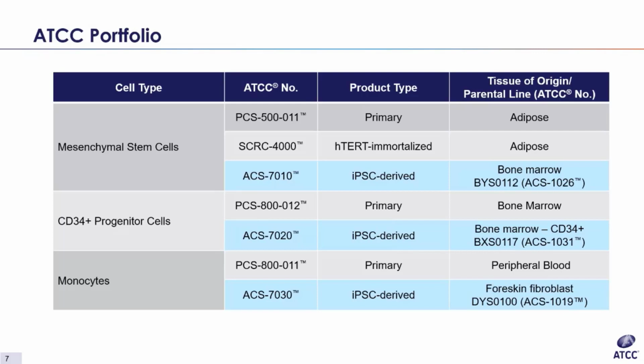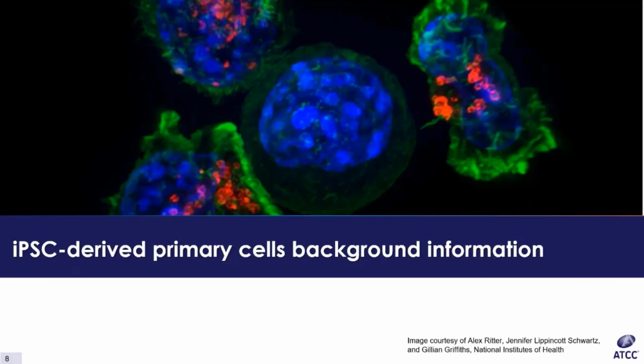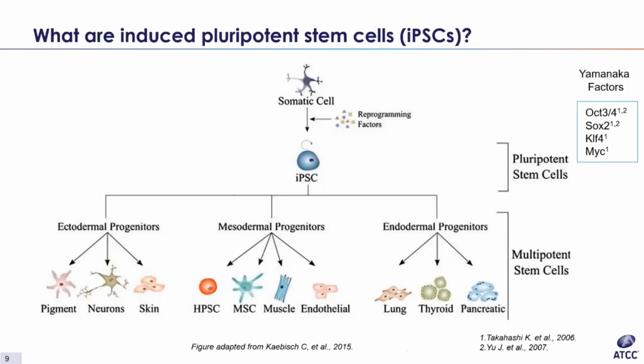iPSCs are another solution. As I mentioned, they're also derived from a single donor, but either can be terminally differentiated or used right out of the vial. And, as I mentioned, these will exhibit the greatest interexperimental reproducibility. So I've talked about where iPSCs fall in the research workflow. Now I'll introduce iPSCs and talk about what iPSC-derived cells are and what they can do for your research.